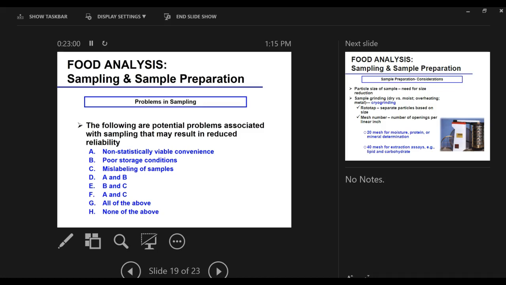Which of these do you consider as potential problems associated with sampling that will result in reduced reliability? Yes, all of the above. Definitely, whenever you don't have a statistical way of picking up samples, due to convenience or restricted access, yes, this will be associated with reliability issues. For storage conditions, it's going to impact the composition of your sample. And yes, flavoring, obviously, that's a big blunder.